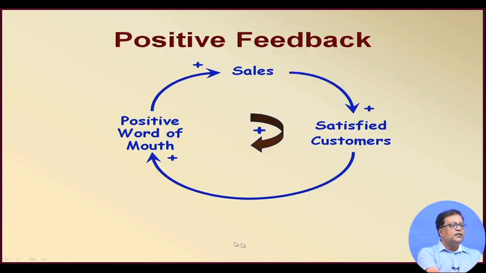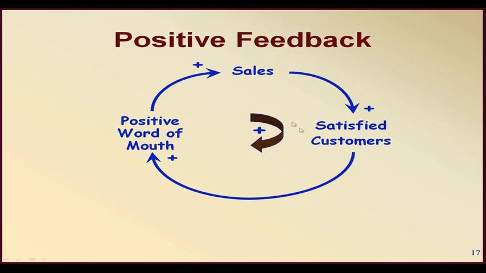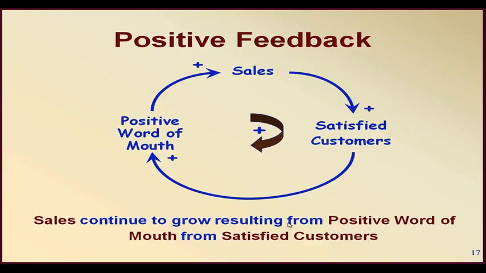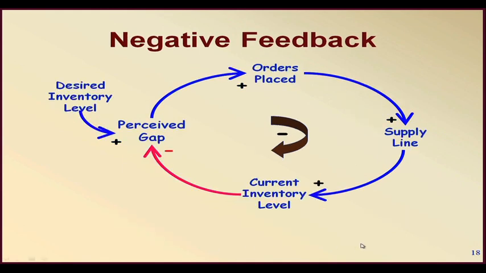Then another example of a positive feedback loop: more sales, more satisfied customers, positive word of mouth and even more sales. So, this is a positive feedback loop. Overall, as you go once around the loop, things are in a reinforcing manner. Sales continue to grow, resulting from positive word of mouth from satisfied customers. On the other hand, a negative feedback loop is what is happening.